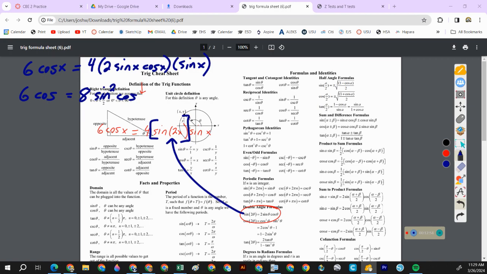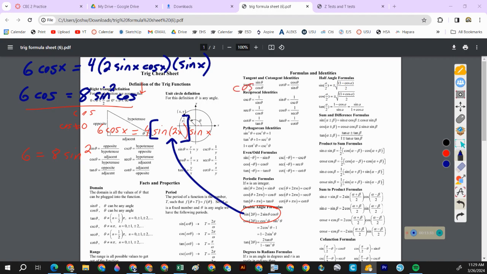What would be the easiest solution to this? Just looking at it, well, I want to divide by the cosine, right? If I divide everything by cosine, then I get 6 equals 8 sine squared. Is that allowed? Yes, as long as the cosine is not equal to 0. That would make it undefined, right?